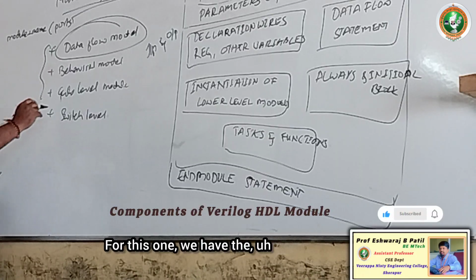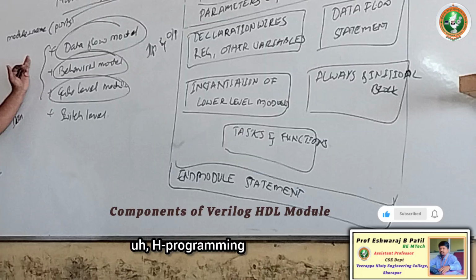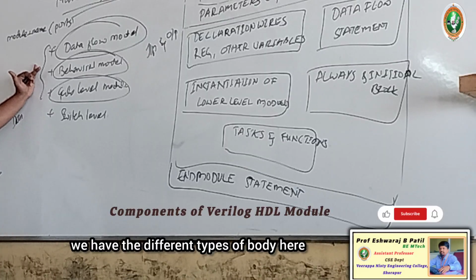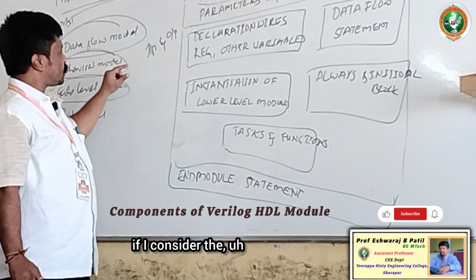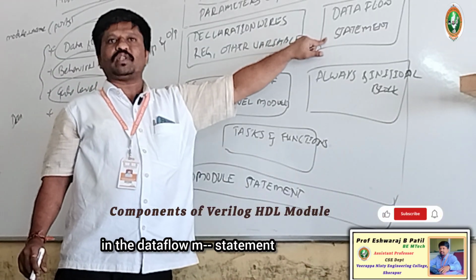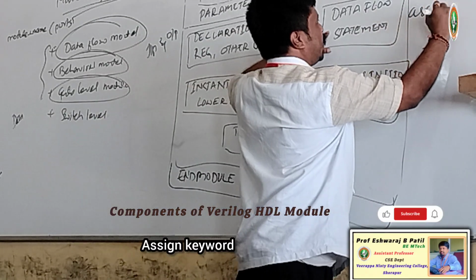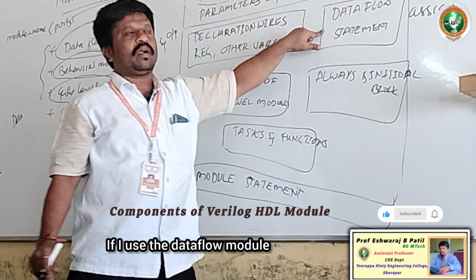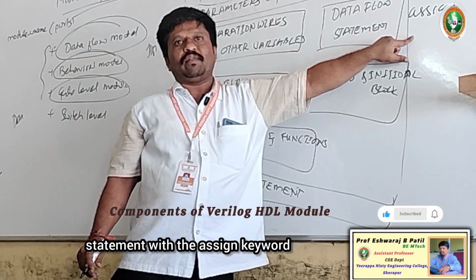For this we have some body here. Each and every one has programming. We have different types of body here. If I consider the first one, it is the data flow statement. In the data flow statement I will be using the assign keyword here. If I use the data flow model, it always starts with the assign keyword.